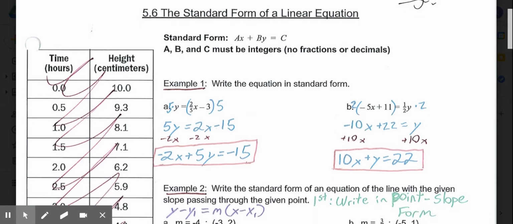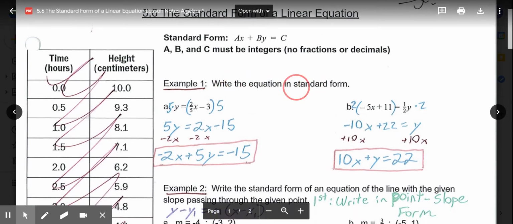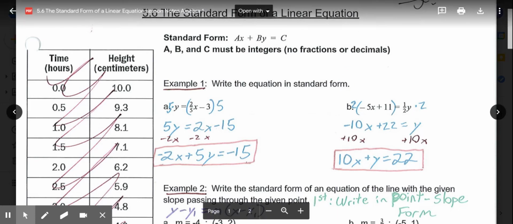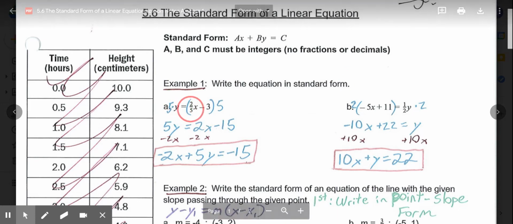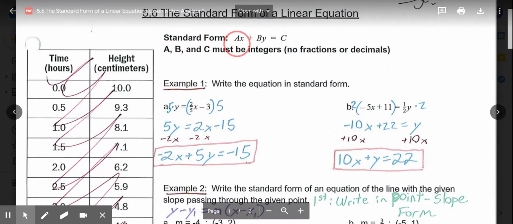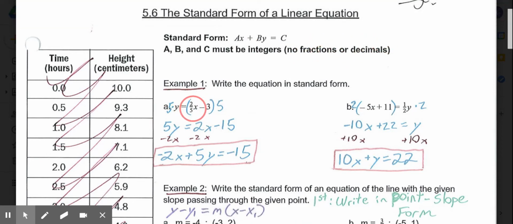We're just going to look at example 1 here that says write the equation in standard form. So our original equation is y equals 2/5 x minus 3. It's in slope-intercept form, y equals mx plus b. But we have a fraction. And according to the rule of standard form, we cannot have fractions or decimals. So how do we undo this 2/5 fraction?